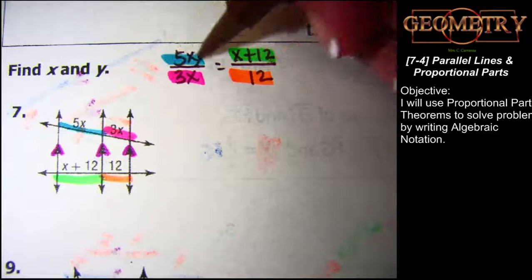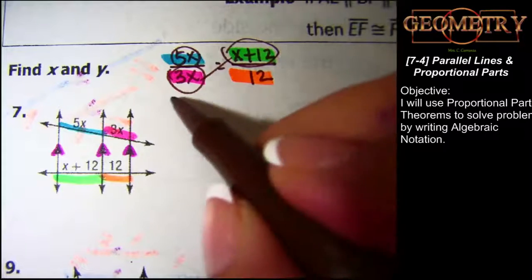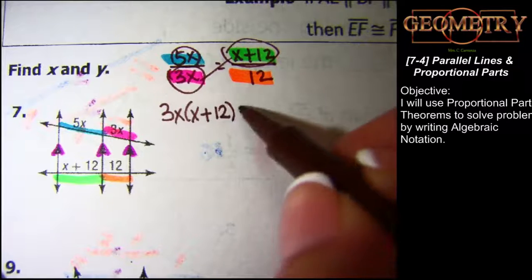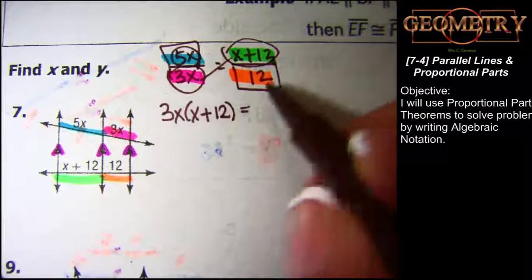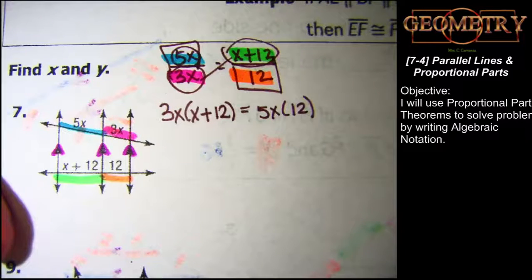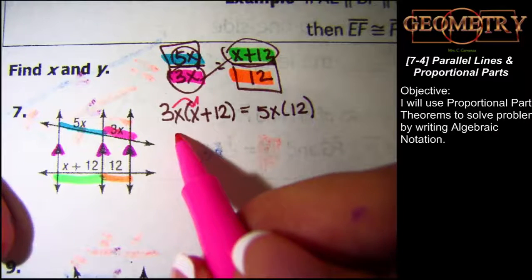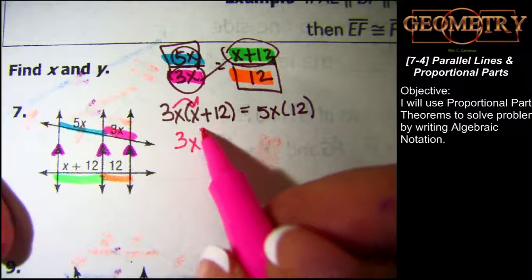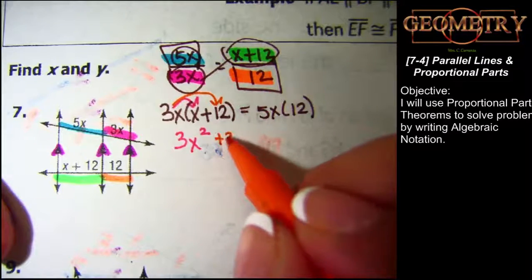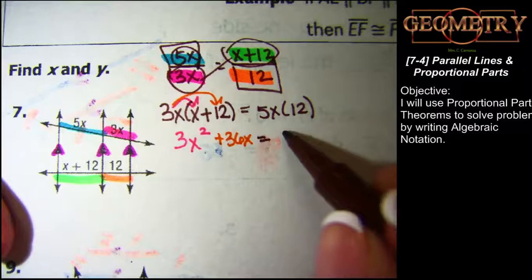All right, so actually I'm going to do these first. I've got 2 terms on one of them, so I'm just going to write that I need to multiply them, and I'm not going to think too hard about it. And I'm going to write that I need to multiply these 2. Now I'm going to do my distribution. 3x times x is 3x squared. And 3x times 12 is 36x. And 5x times 12 is 60x.